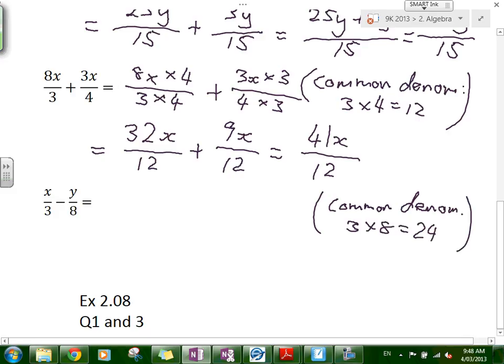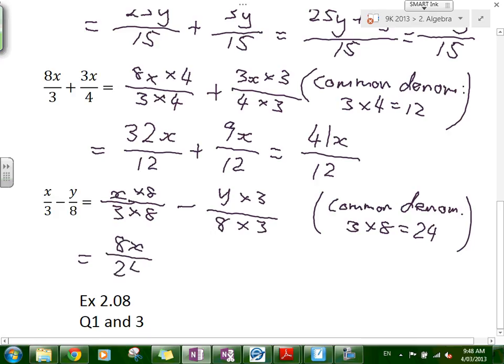Alright, so again, I'll write it out. So x over 3, I'll extend that. We have to multiply the bottom by 8 to get to 24. We have to multiply the x by 8. Then we've got y over 8. To get from 8 to 24, we have to multiply by 3. So 8 times 3, and then you have to do the same to the top. So what you get is 8x over 24 minus 3y over 24.